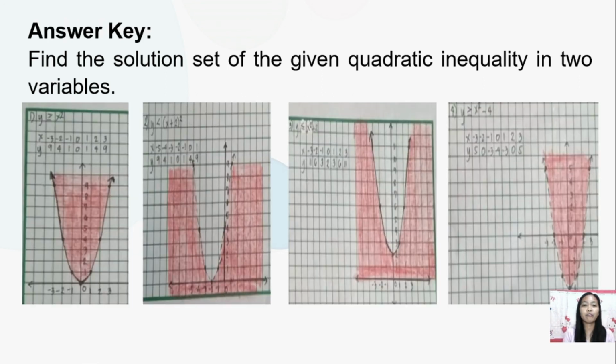Assume you are done with the solution set. So kindly refer to this portion for the answers for the given quadratic inequalities. So have you shaded the correct solution set for the quadratic inequality? Are your graph correct? Well done.